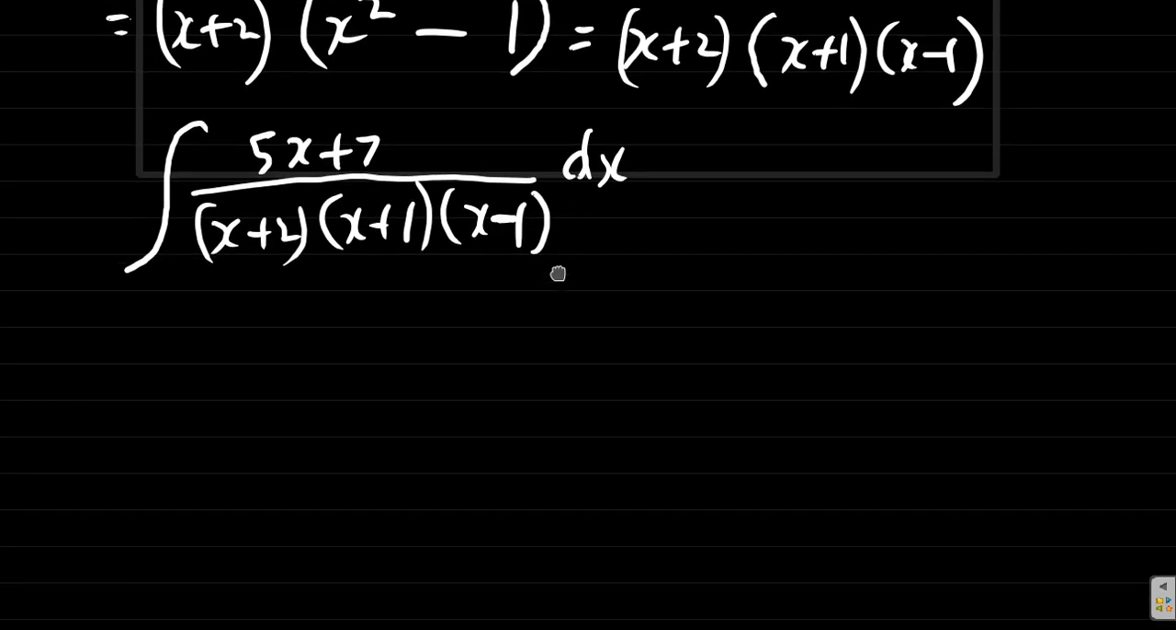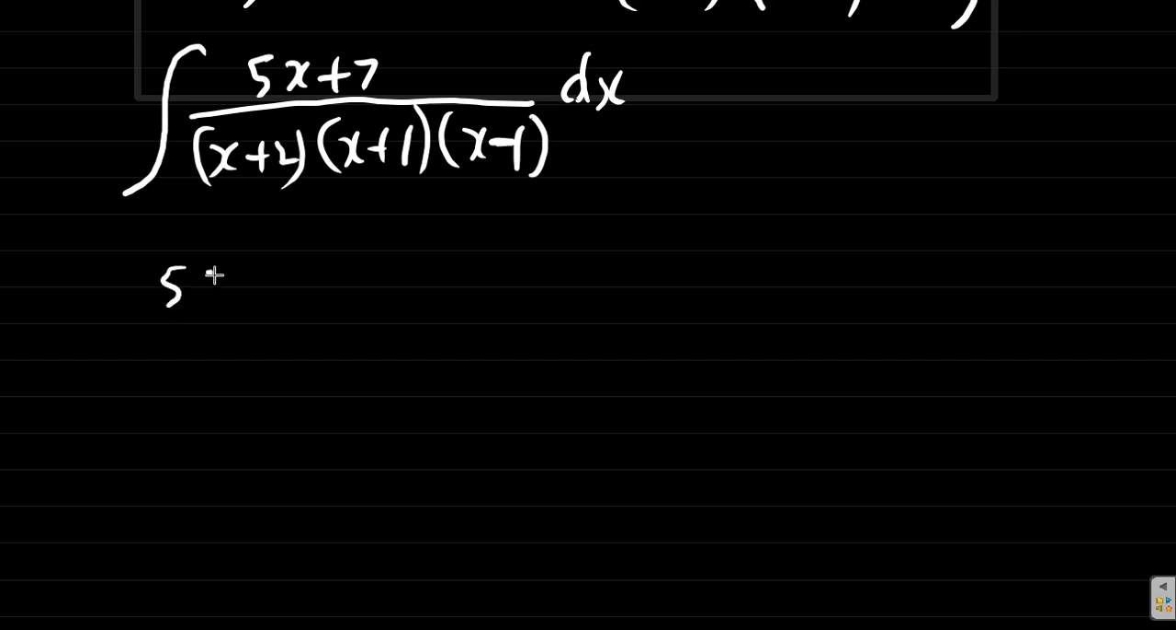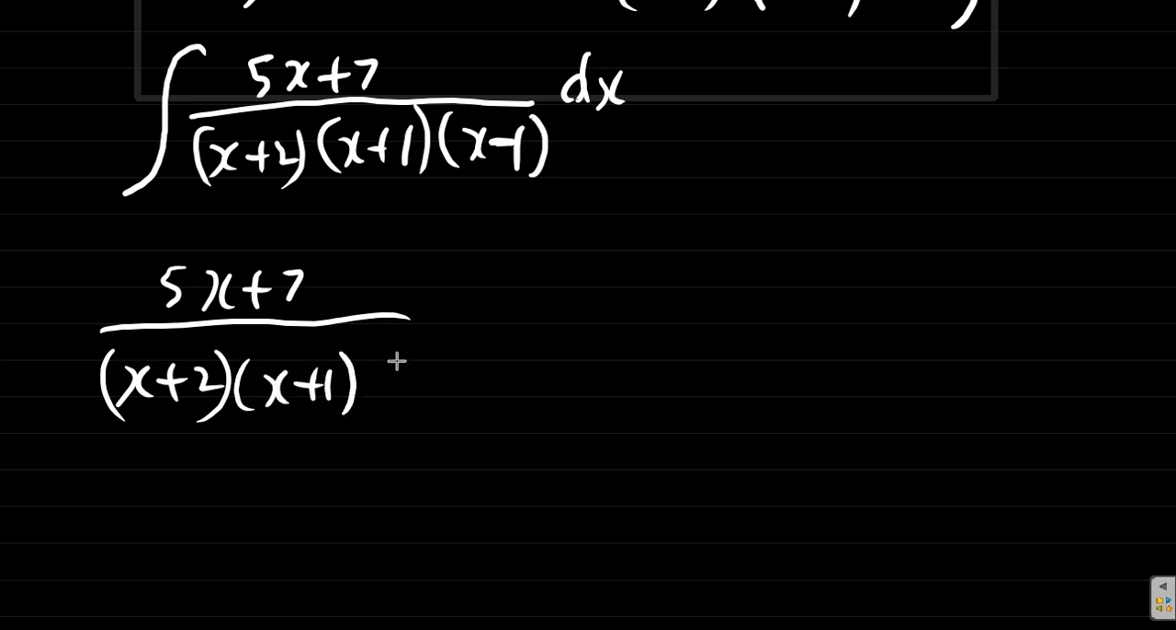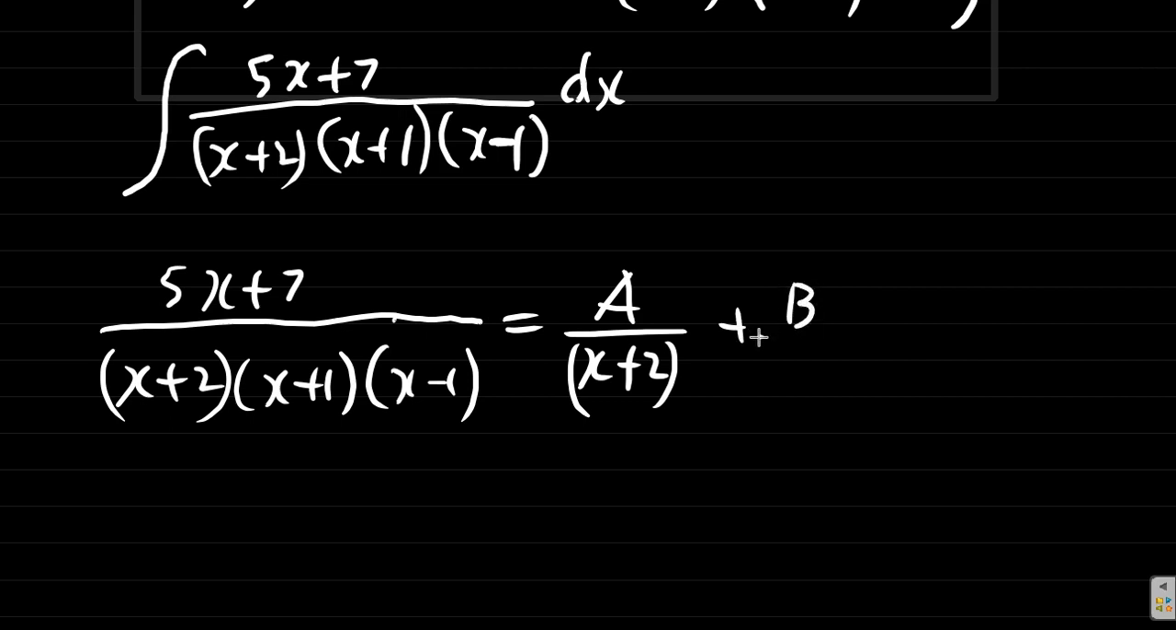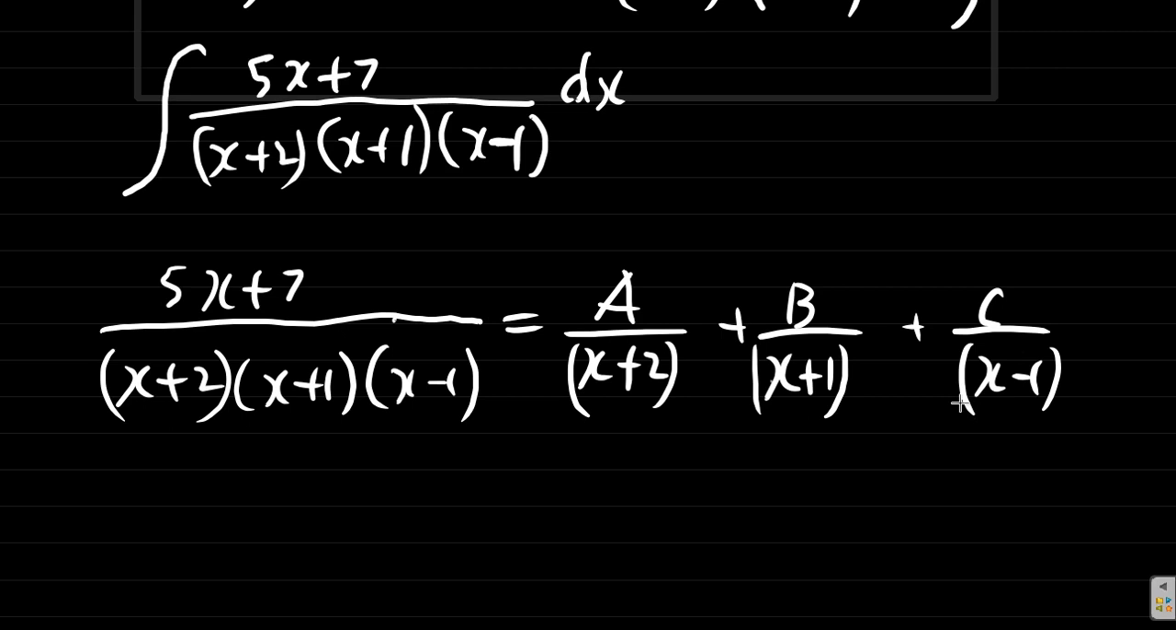Now let's deal with the partial fractions part. So 5x plus 7 over x plus 2, x plus 1, x minus 1 is equal to, these are distinct linear factors. That means they are linear, right? The highest power of x is 1, so it's x to the 1 in each. And they are distinct, they are different. So what you're going to have here is the form a over x plus 2 plus b over x plus 1 plus c over x minus 1. That's the form the partial fractions will take.